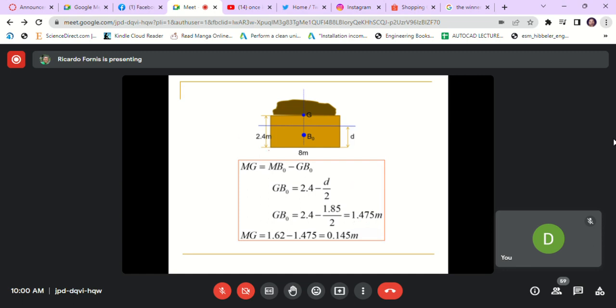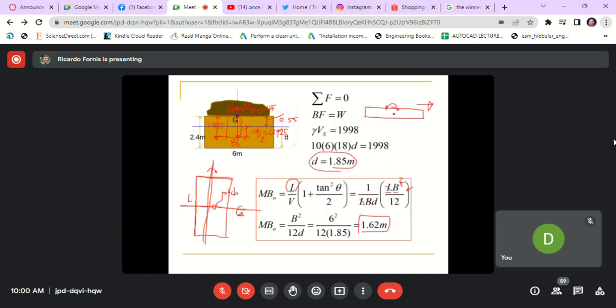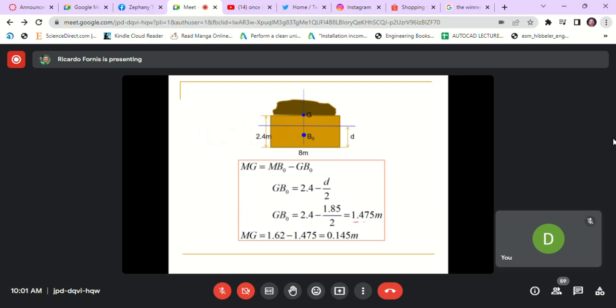1.475. 2.4, sorry, 2.4 din. Okay. So, I hope na what tayo problema ini, no? So that would be ang GBO is 1.475. So ang MG is now 1.62 minus 1.475. The result is 0.145. So unsa may atong judge, is it stable or not?